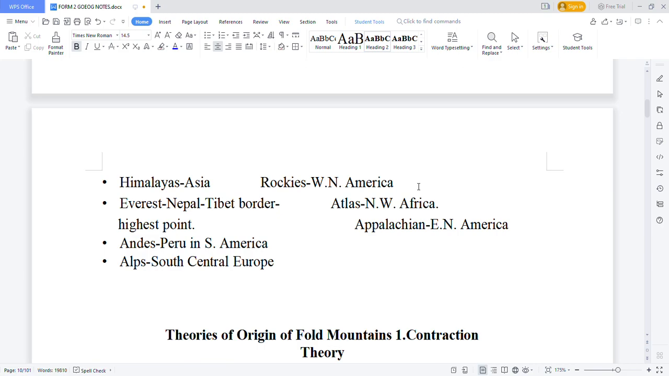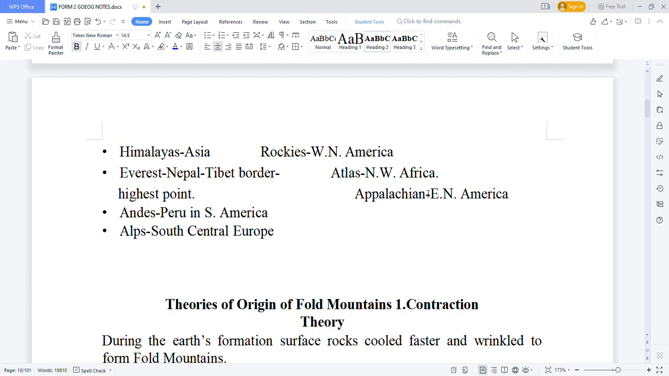Then you have Andes, Peru in South America. Then you have Alps, South Central Europe. You have Rockies, West Northern America. Then you have Atlas, Northwest Africa. Then you have Appalachian, East Northern America. Kindly remember this, as it is also set in exam. You will be given Himalayas, then you state a place where it is found.